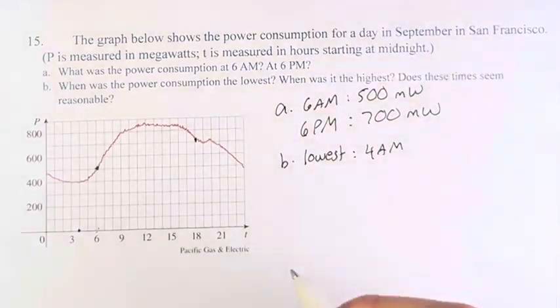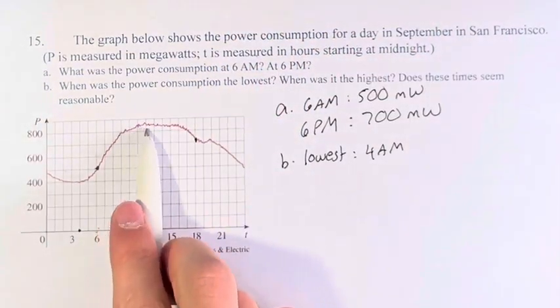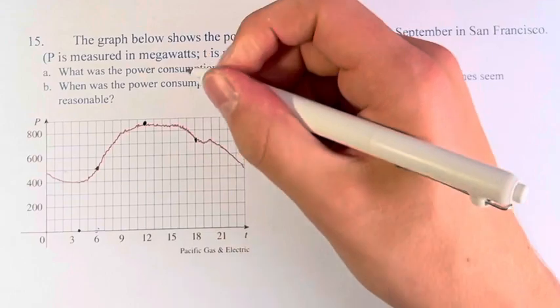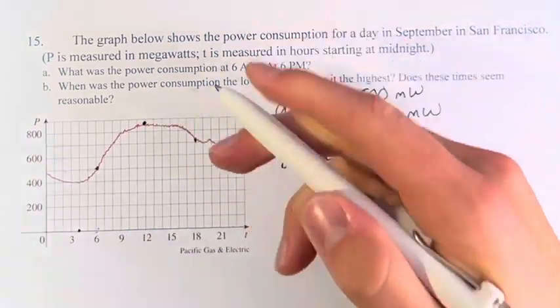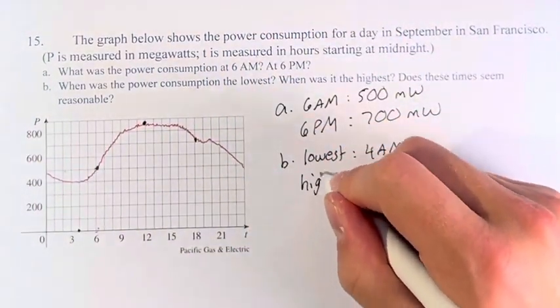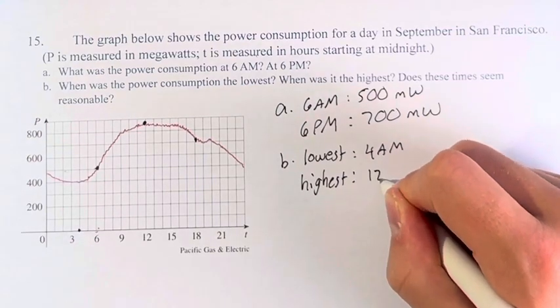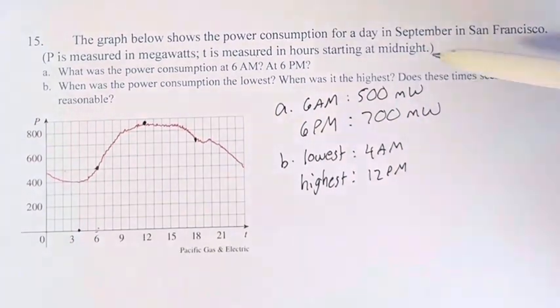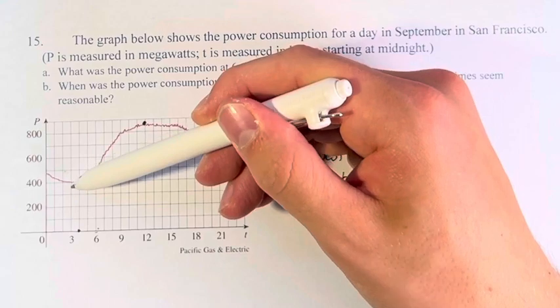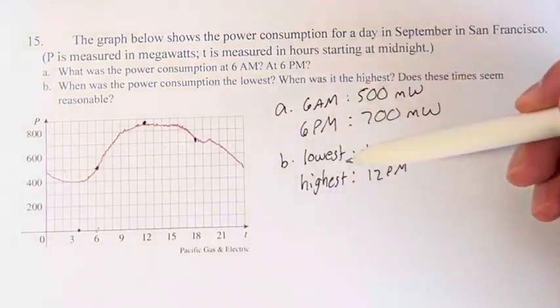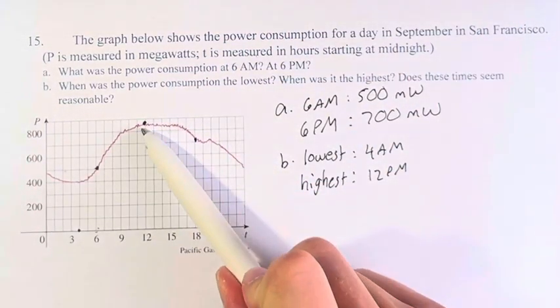And the highest value is anywhere in this period right here. We can pick this as the highest, approximately 12 hours after midnight, which is approximately 12 p.m. These times do seem reasonable since 4 a.m. is in the middle of the night. We're going to have lower power consumption on average, and at 12 p.m. in the middle of the day, there's going to be higher consumption.